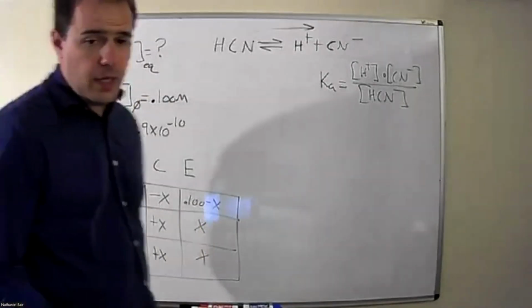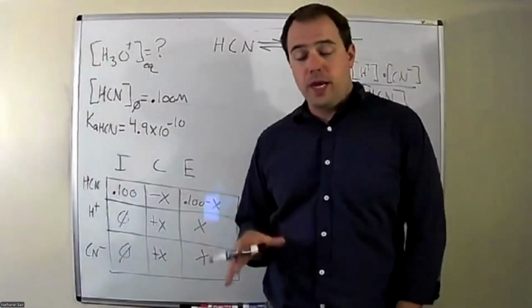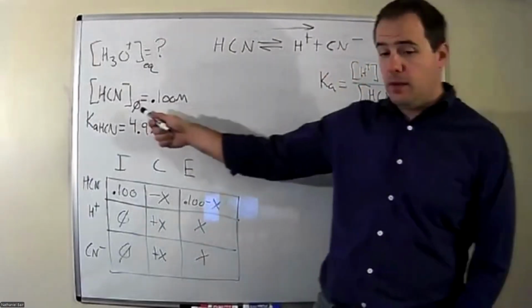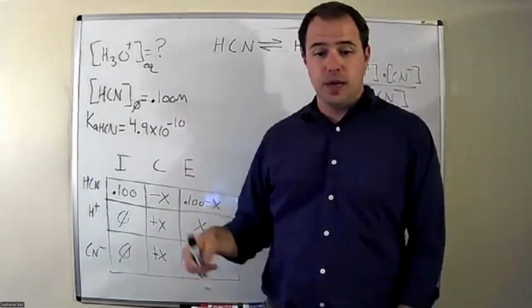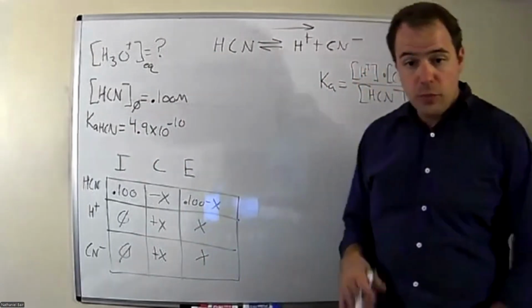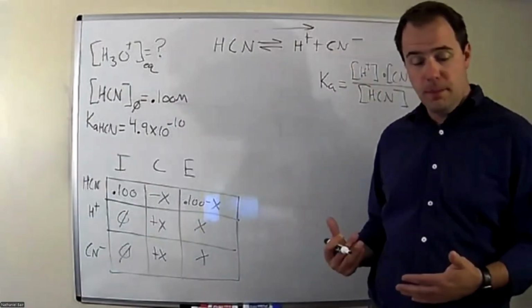So hopefully you can see how much more of a pain these weak acid problems are. We're not done. If that was a strong acid, say HCl, it would fully dissociate, and that's the H plus ion concentration. But since this is weak, we've got to go through all this because we don't know how much H plus it produces unless we go through this entire process.